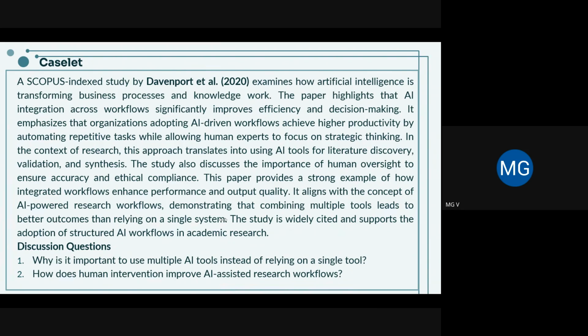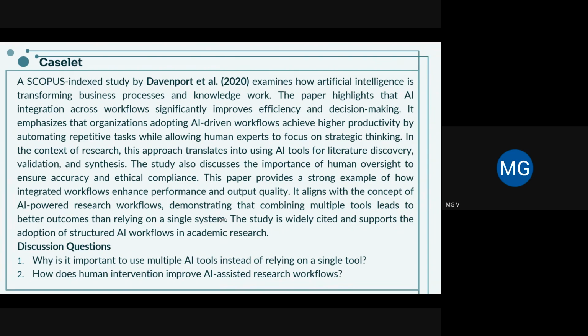It aligns with the concept of AI-powered research workflows, demonstrating that combining multiple tools leads to better outcomes than relying on a single system. I hope I am clear now. The study is widely cited and supports the adoption of structured AI workflows in academic research.